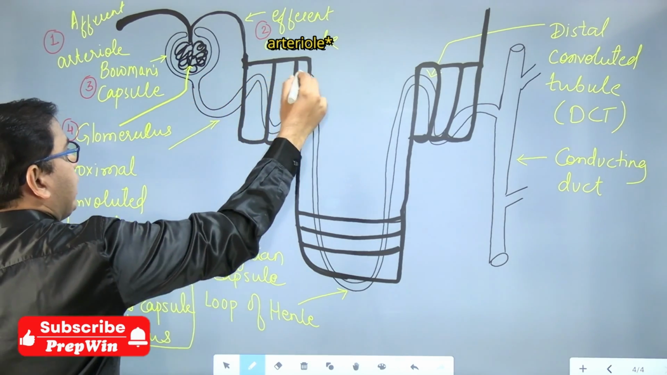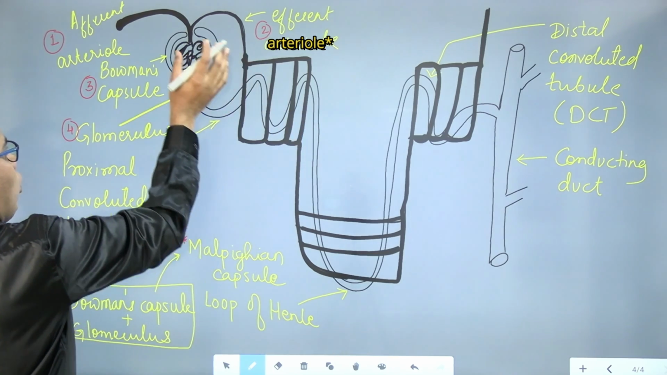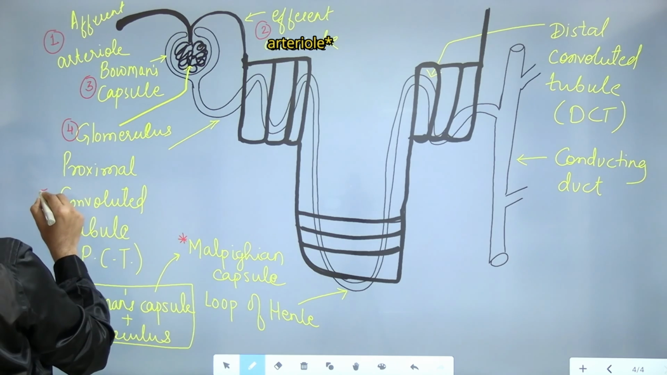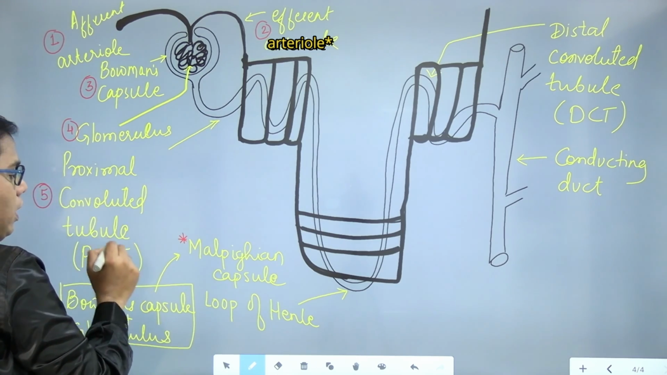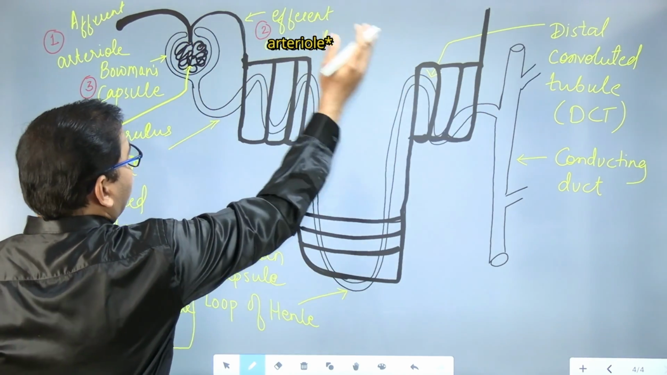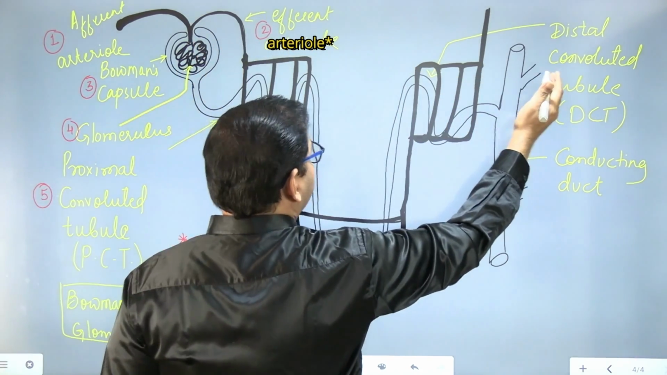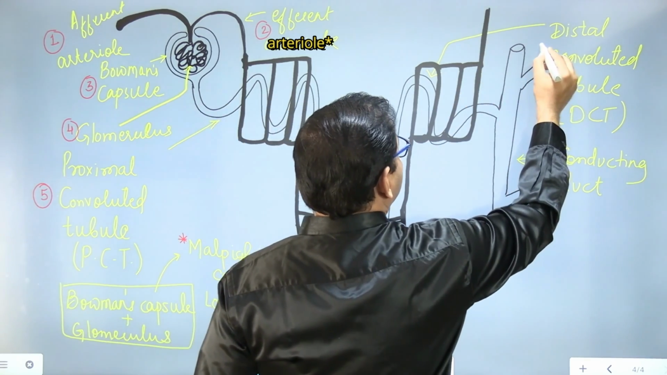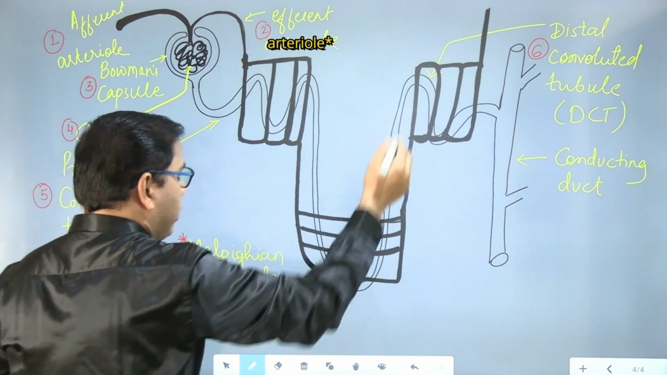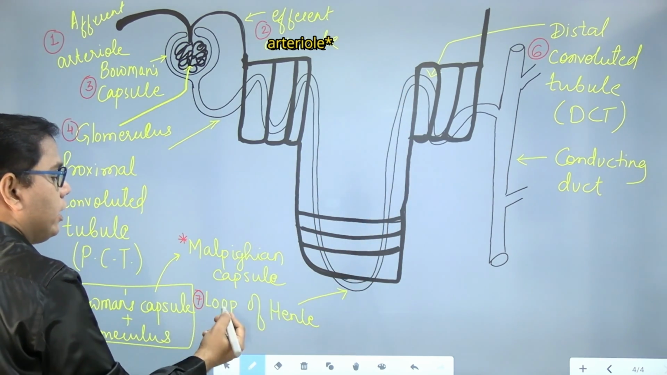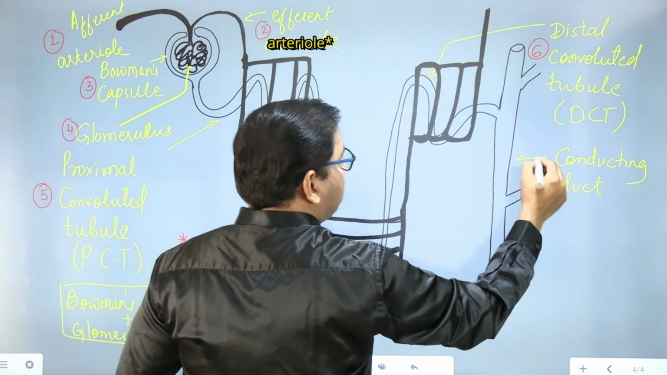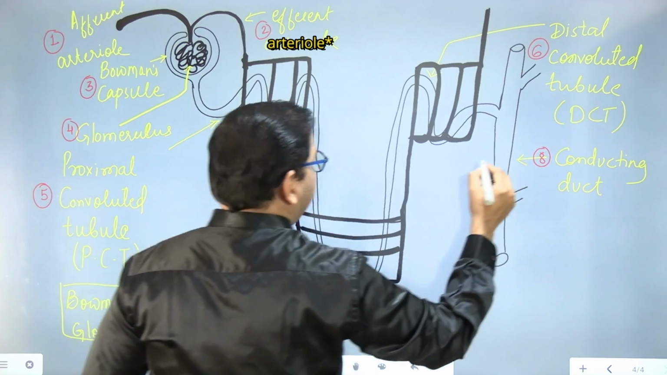Then this convoluted or wavy part which is near to the Bowman's capsule is called the proximal convoluted tubule or just PCT, and the same part which is away from the Bowman's capsule at a certain distance is called the distal convoluted tubule. And this loop discovered by Dr. Henle is given the name loop of Henle. And this duct is called the conducting duct.